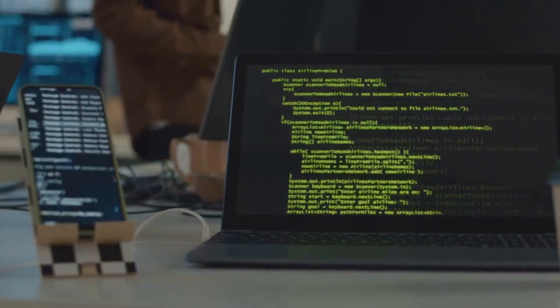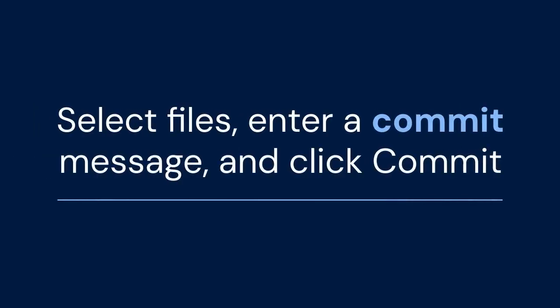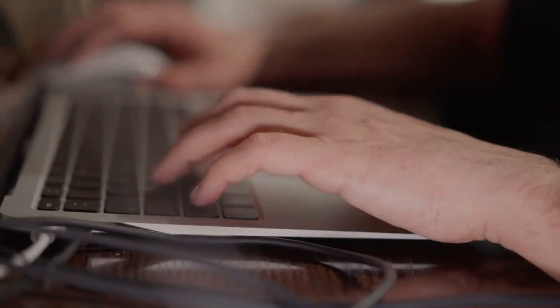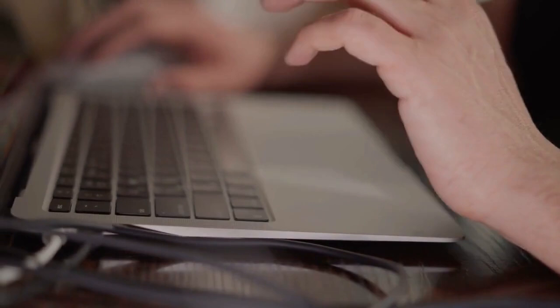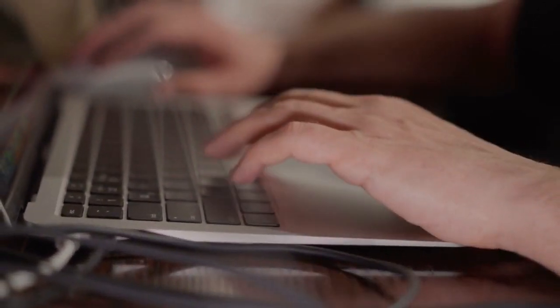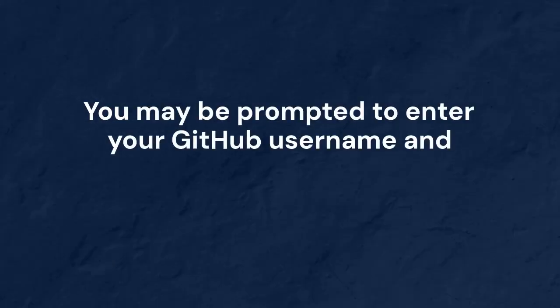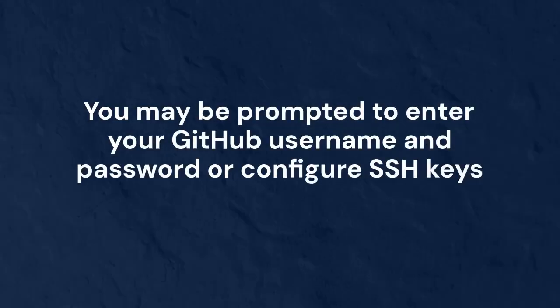In the Git pane, you'll see a list of unstaged changes. Select the files you want to commit, enter a commit message describing your changes, and click the Commit button. After committing, click the Push button to upload your local commits to the remote repository on GitHub. You may be prompted to enter your GitHub username and password or configure SSH keys for authentication.